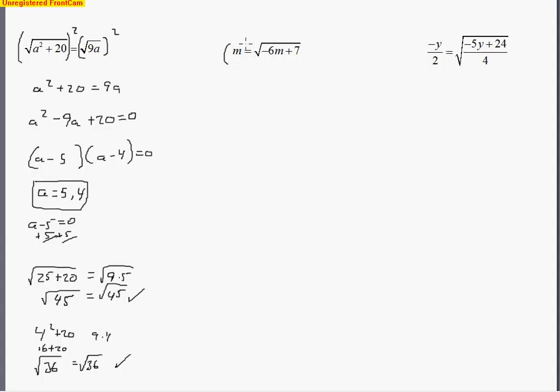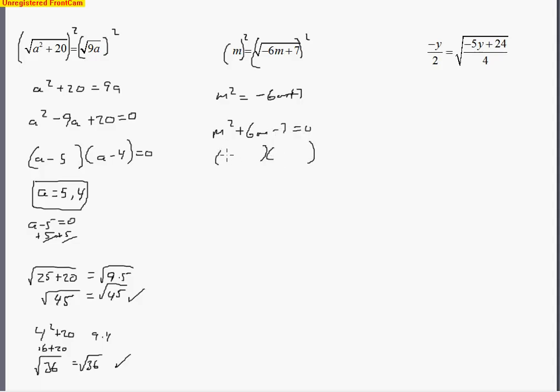So on this problem, I have to square both sides. And when I do that, I'm left with m squared equals negative 6m plus 7. I do the same thing as I had done before. I'm going to move these two terms over, so I'm doing opposite operations to bring those over. And then I go ahead and factor.